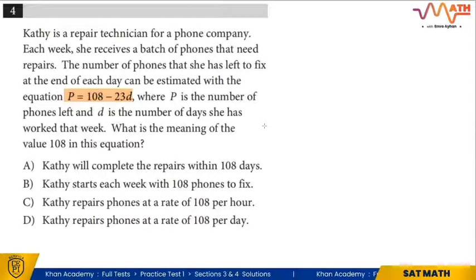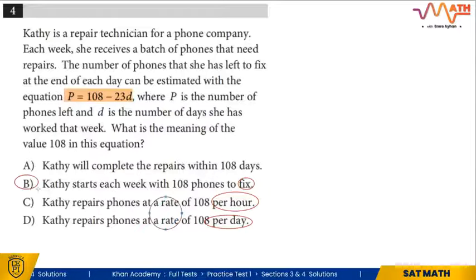Let's look at the options. A. Katie will complete the repairs within 108 days. It depends on the number of days and the number of phones she will receive, so it's not the answer. B. Katie starts each week with 108 phones to fix. So this looks like the answer. In C and D, we have per hour, per day. It's about rate, which cannot be a rate. It's a constant number. So the answer is B here.